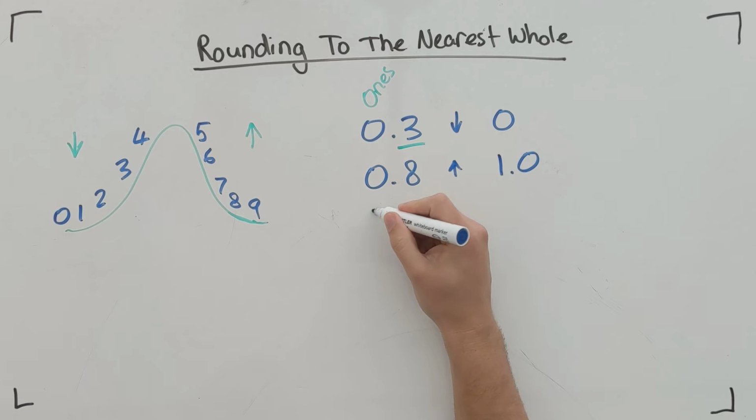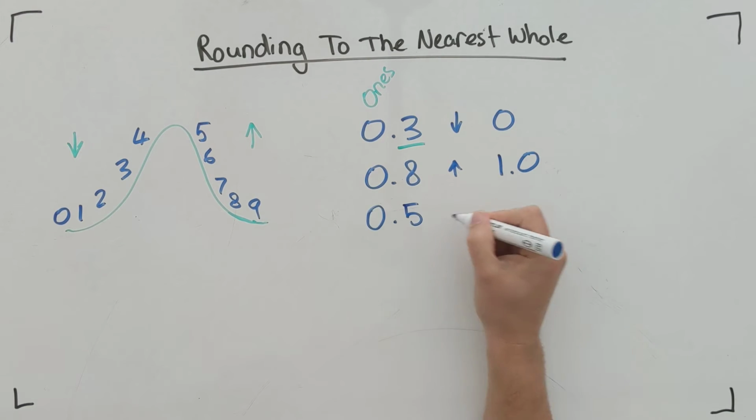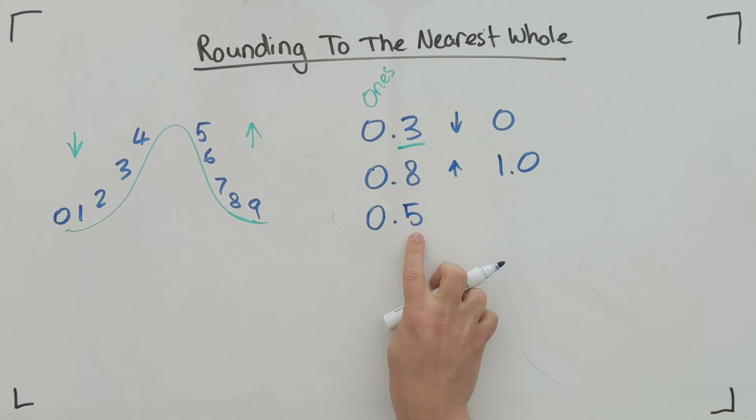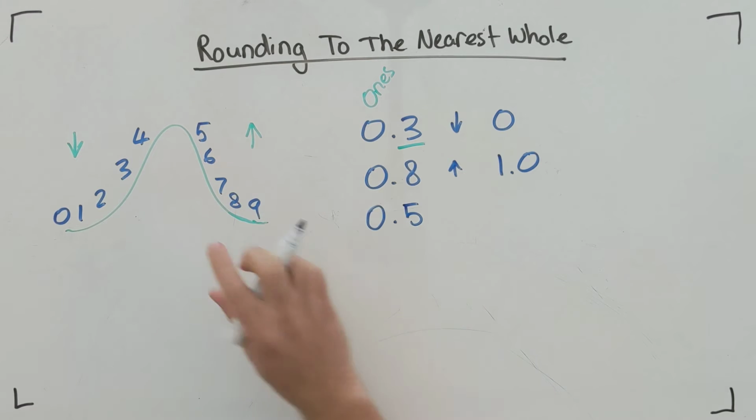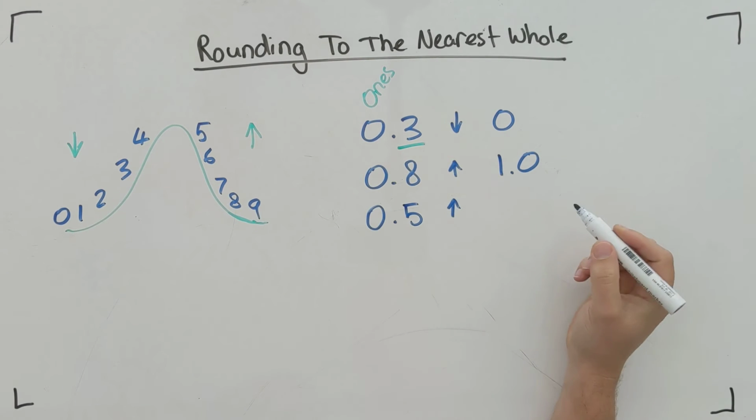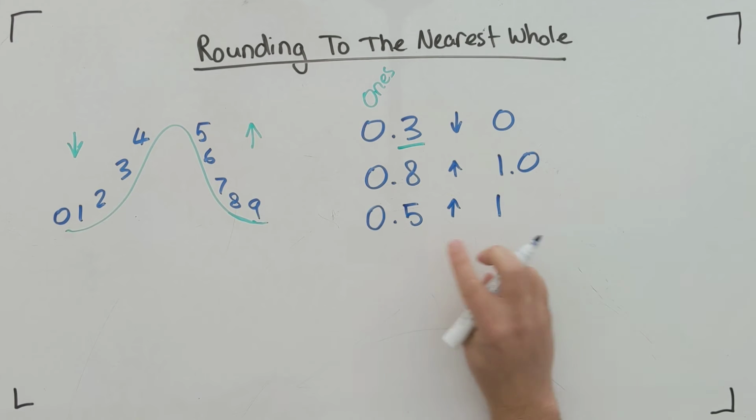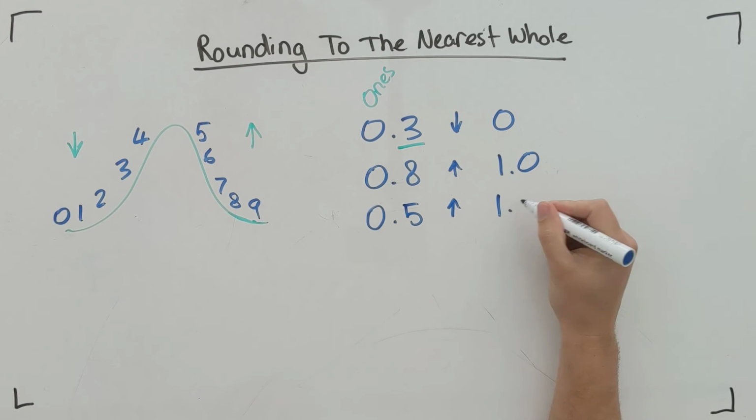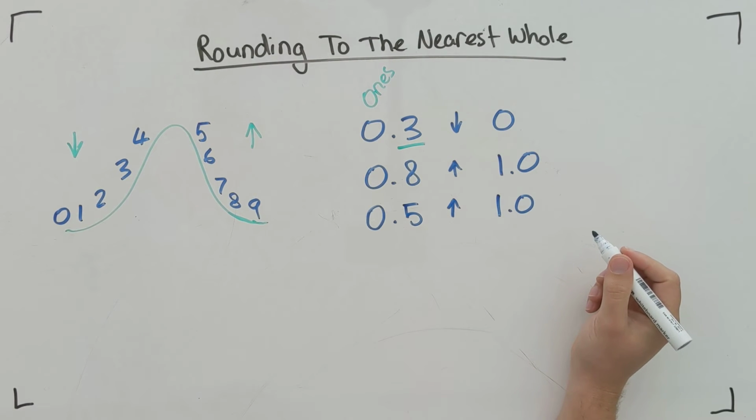Next example, 0.5. Thinking about the tenths column, the 5 over here is on the right hand side of the hill. I know it's going to round up, and again it's going to round up to 1 whole or 1.0.